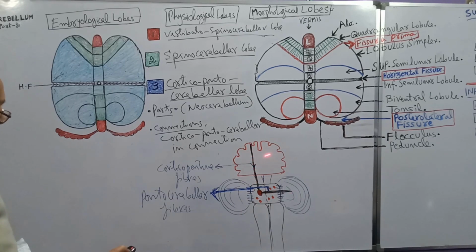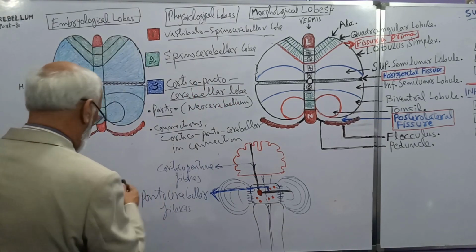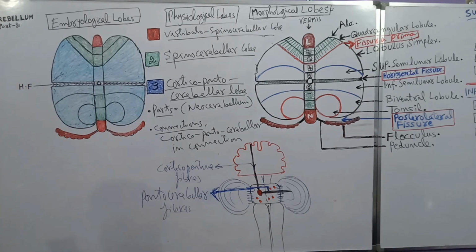Collectively, this pathway is known as the corticopontocerebellar path. Therefore, this physiological lobe, the corticopontocerebellar lobe, is nothing but the neocerebellum. And what are the parts of the neocerebellum? All parts of the middle lobe except the uvula and pyramid. So the neocerebellum is the corticopontocerebellar physiological lobe, and it is corticopontocerebellar in connection.